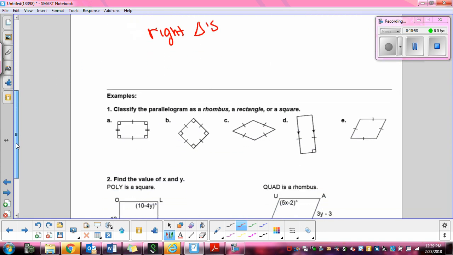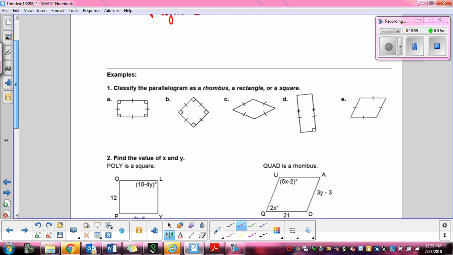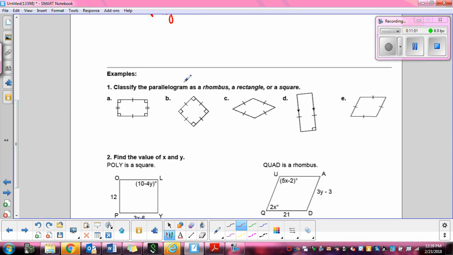Okay, so you're just going to do some practice. I'll help you guys with a couple. Classify the parallelogram as a rhombus, rectangle, or square. So we have 3 options. We know that my angles are all 90 degrees, so I know it's not a rhombus. And the opposite sides are equal, but not all 4 are. So I know this is a rectangle. This one, all my angles are 90 degrees, and all my sides are equal, so this is a square. Try the rest.